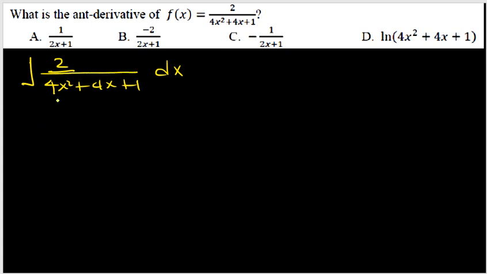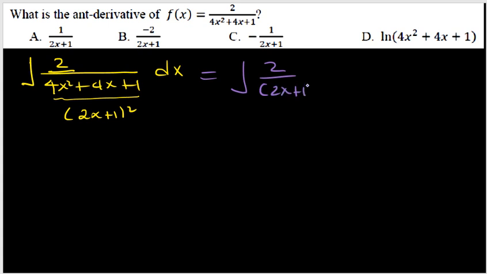So let's factorize the denominator part. The denominator part can be factorized and written as (2x plus 1) squared. The perfect square rule, we can apply and get it. So the integral will be converted and written as the integral 2 over (2x plus 1) the whole square dx. Then we can apply substitution, u is equal to 2x plus 1.